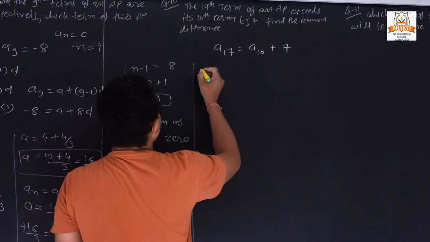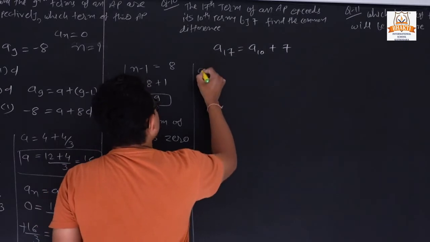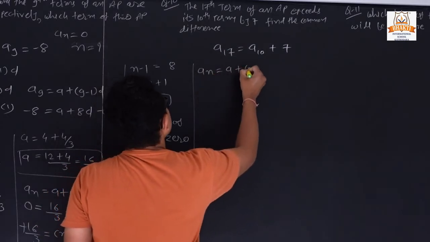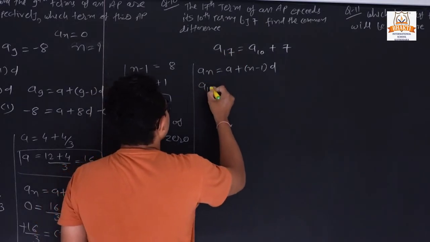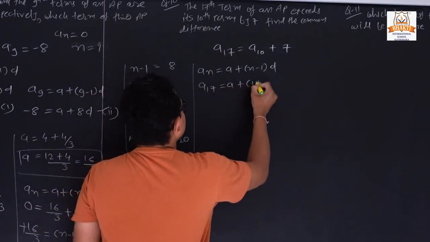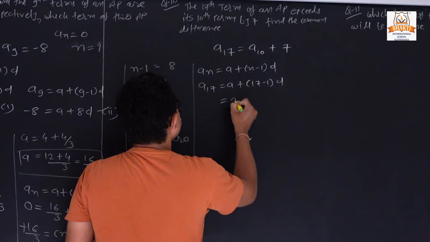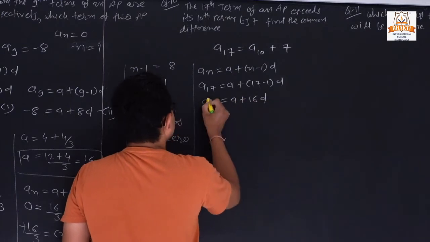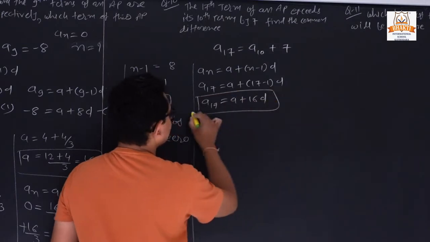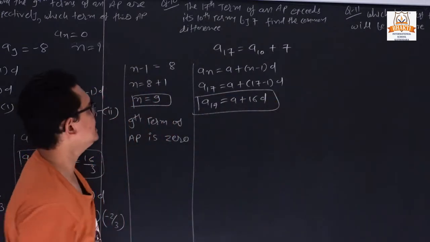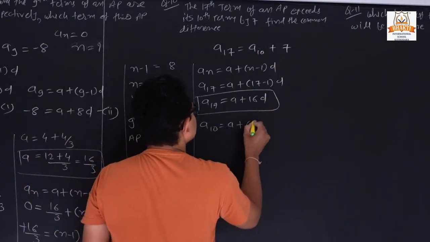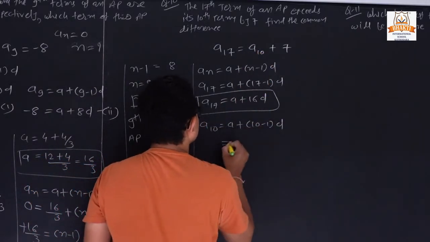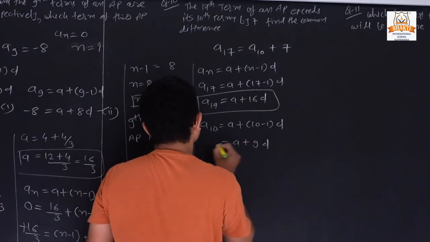Now we can use the formula. So an is equal to a plus n minus 1 into d. So for A17, 17 minus 1, so it is 16d. A17 we can write as a plus 16d. Similarly for A10, A10 is equal to a plus 10 minus 1 into d, so a plus 9d.